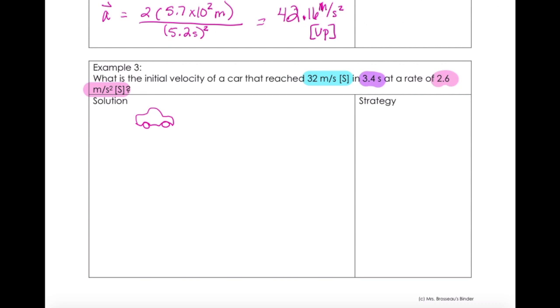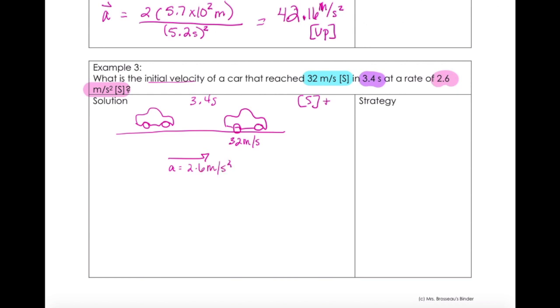we want to know what is the initial velocity, so we don't know the initial velocity of the car, but they're going to reach their final velocity of 32 meters per second. Okay, and south will be our positive direction. And it takes 3.4 seconds. And they have an acceleration of 2.6 meters per second squared.